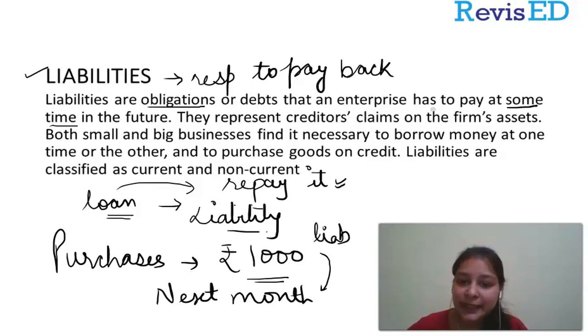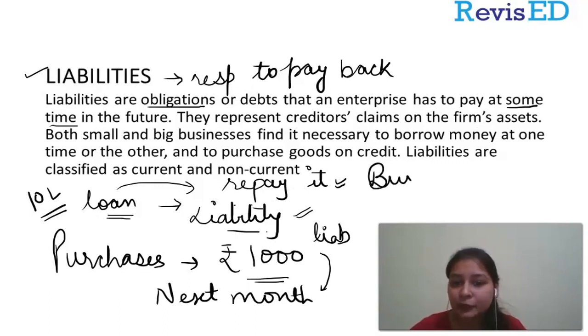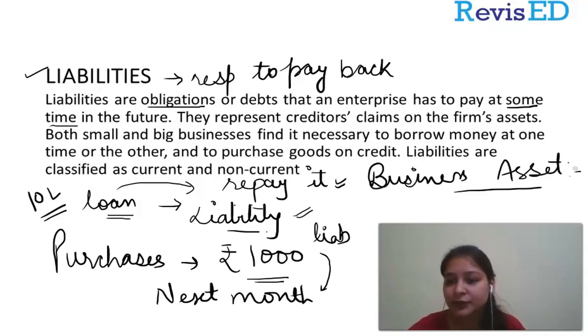They represent creditors' claim on the firm's assets. Yes, what will happen if I do not pay this liability? What will happen if I have taken a loan of 10 lakh from the bank and I am not repaying? That bank would come and freeze my business assets. Business assets are those economic resources, or things that help me to gain some kind of economic benefits. So if I am not paying that loan, they would freeze my asset. They would sell my asset and recover their amount. So that means they are creditors' claim and they own the firm's asset.